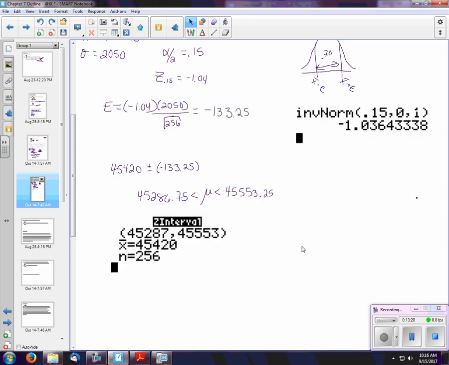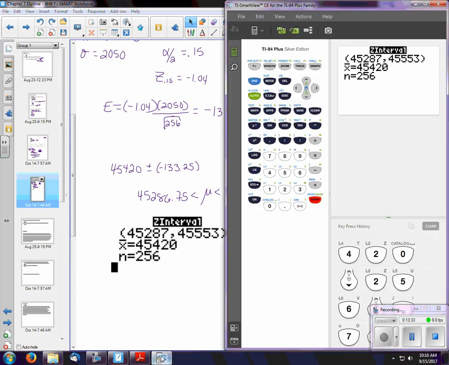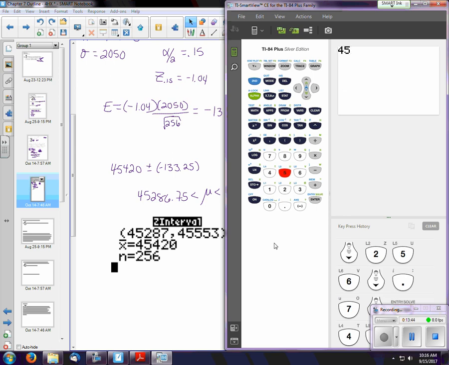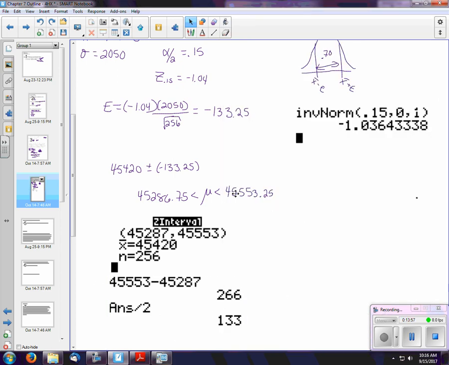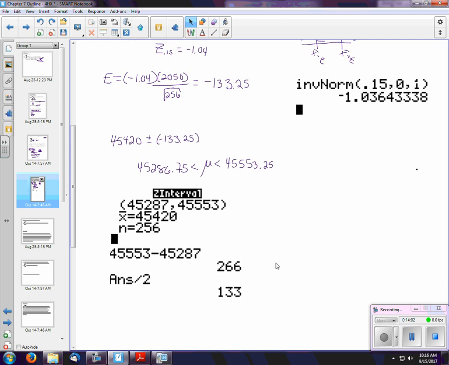Now, one thing to be aware of is you might still have to find the margin of error. So if you're doing this in the calculator, how could you find the margin of error if you chose not to go about it using the entire formula? Well, for starters, find out what the range of your data is. So I'm going to type that in, 45,553 minus 45,287, and then just divide that by 2. So you'll see that that gave us the margin of error. So again, whichever choice you pick, that's entirely up to you. So you do have some options here, so please keep that in mind.